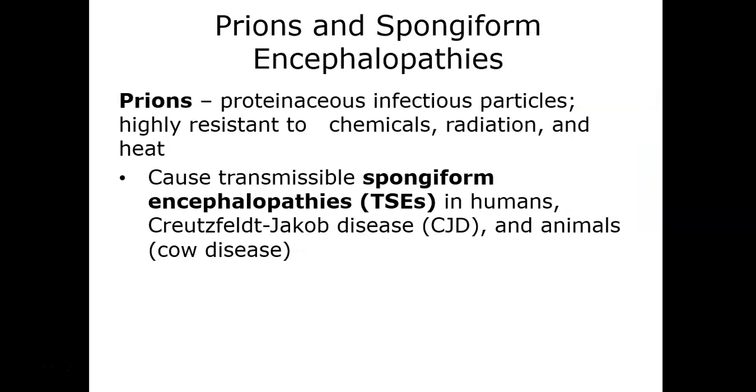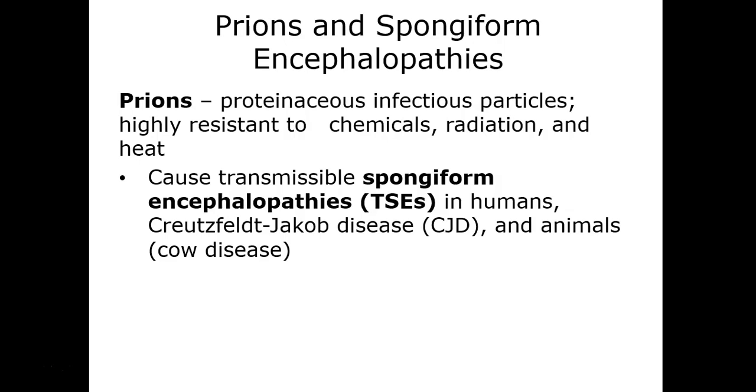We're going to shift gears a little bit now and start talking about the prions, or the infectious proteins. These often cause conditions known as spongiform encephalopathies, meaning that they impact the brain and the spinal cord. And the spongiform means that they actually punch holes in the tissue, causing this spongy hole-like appearance to form.